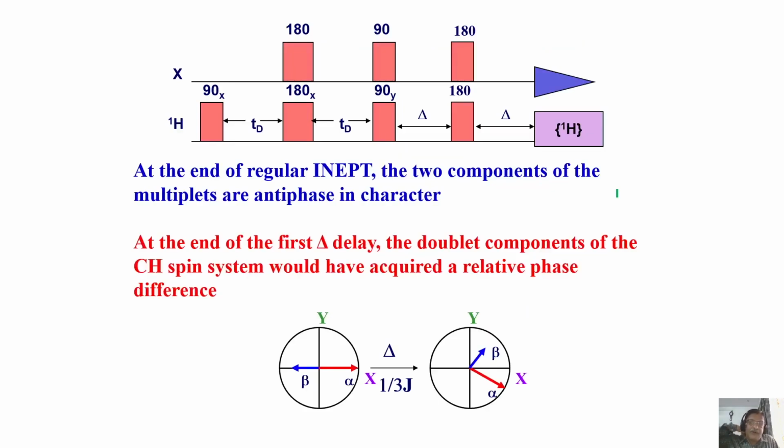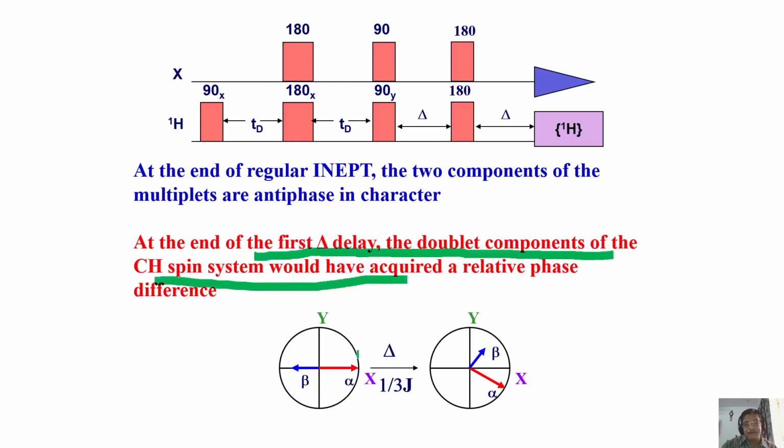Of course, we have already worked out in the previous cases, in the many examples of APT and others, what happens when we give a delay. Just to tell you, at the end of the first delta delay, the doublet component of the CS spin system would acquire a phase like this. Now you give a delay. How much delay you give is in my hands. We know how to give.